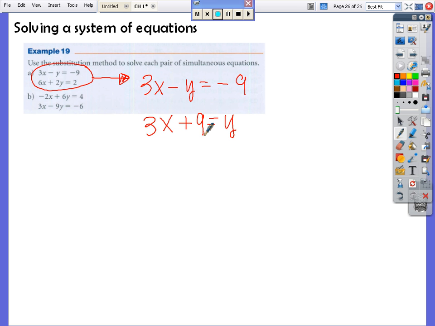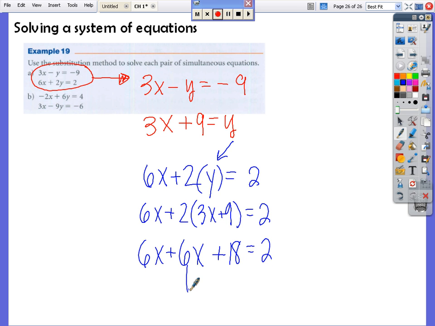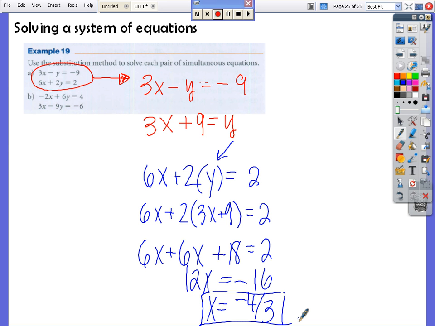And then all I'm going to do with my y value is I'm going to substitute it into 6x plus 2y, which is the other equation, equals 2. So 6x plus 2 times 3x plus 9 equals 2, and I get 6x plus 6x plus 18 equals 2. 12x is equal to negative 16. X is equal to negative 4 over 3, if I did that right. Sometimes I make dumb little mistakes I don't even notice.